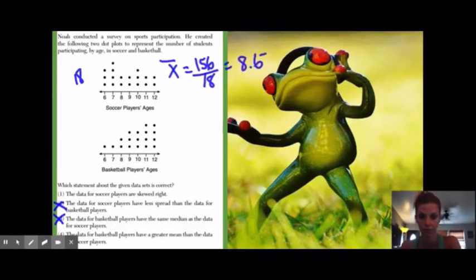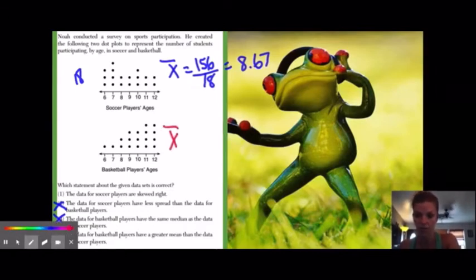Okay, let's find the average age for the basketball players. I'm going to do the same thing. Well, this has 1 6-year-old, so 6 plus 7 plus 2 8s, 8 plus 8 plus 3 9s, 3 10s, 4 11s, and 4 12s.